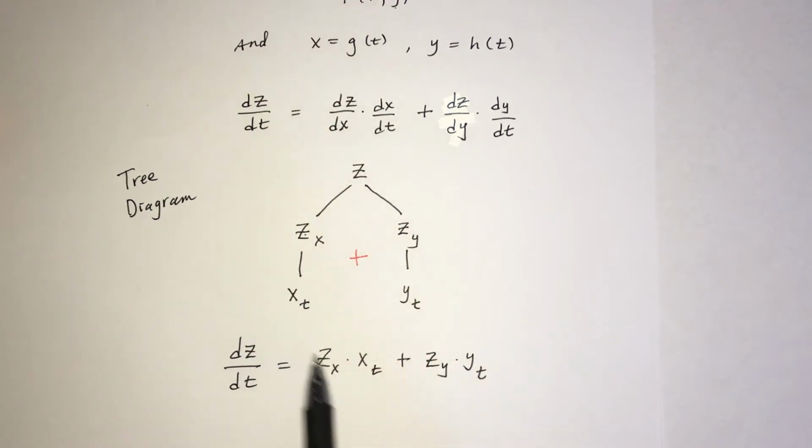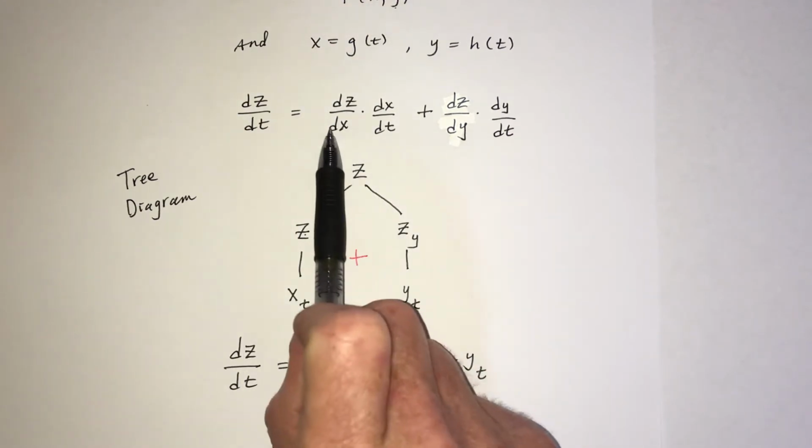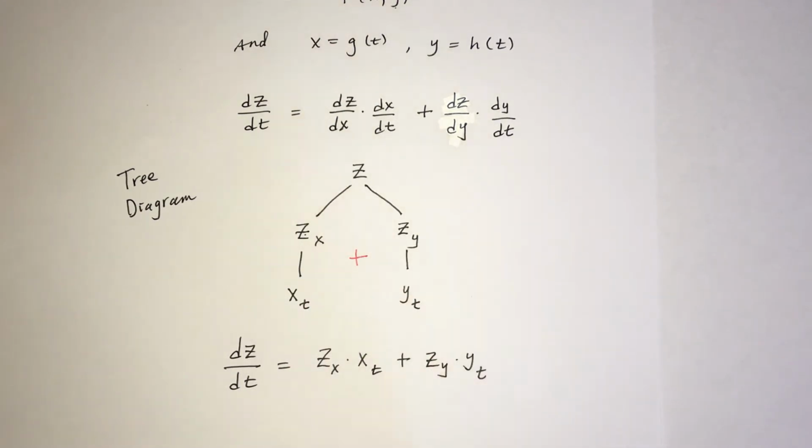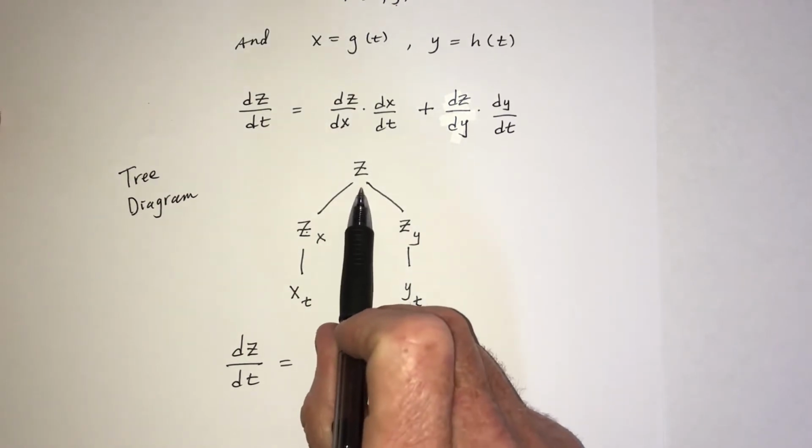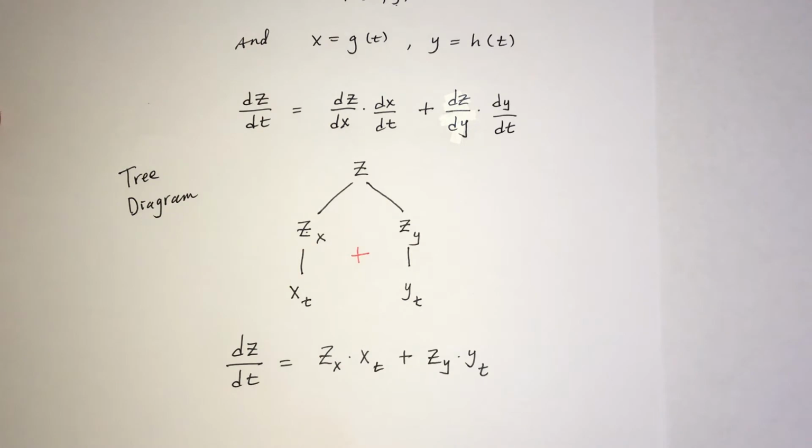So this is the same thing as this, but it's just a different way to organize the information. And when you have more and more variables, then this tree diagram can be even more helpful. So now, how about some examples?